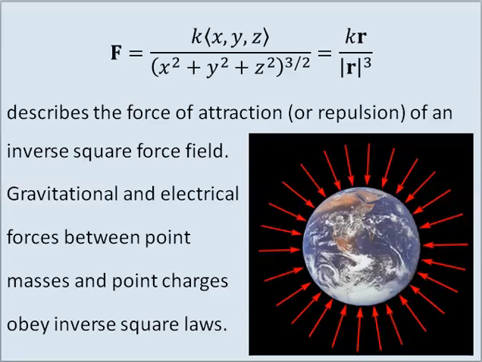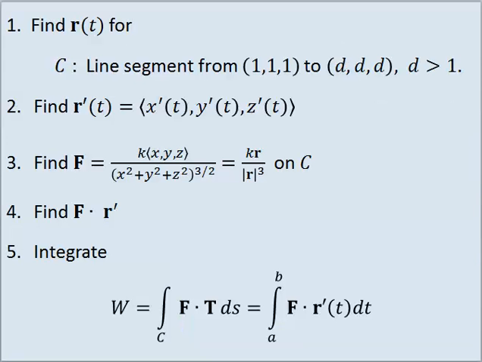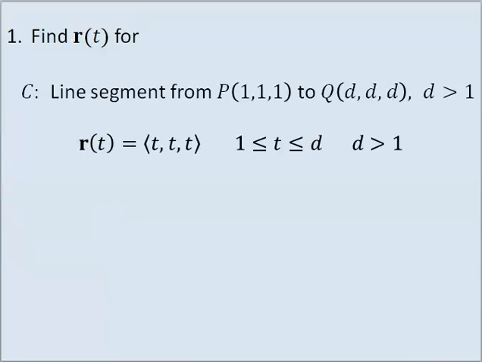F describes the force of attraction of an inverse square force field. Gravitational and electrical forces between point masses and point charges obey inverse square laws. Find the work done in moving an object in the force field along the line segment from P to Q. This will be our strategy in calculating the line integral. Find the parameterization from P to Q.